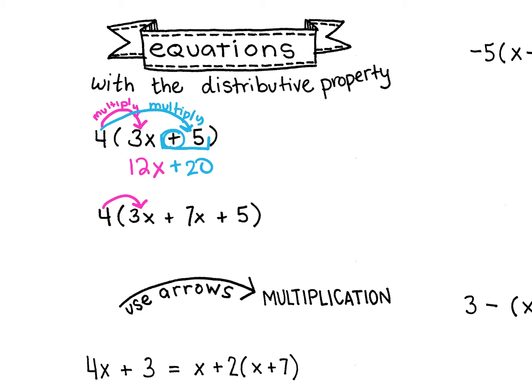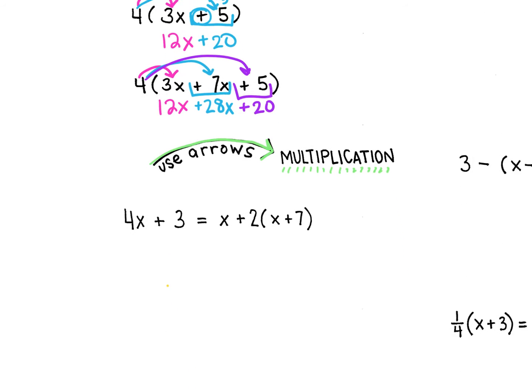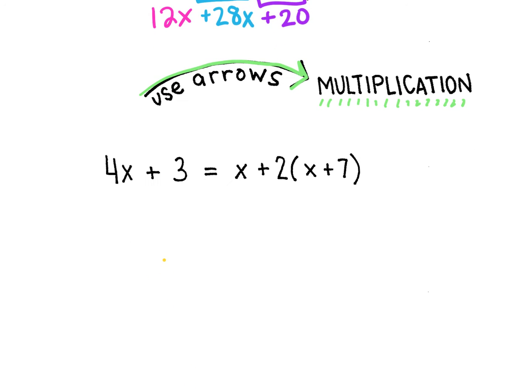4 times 3x is 12x. 4 times positive 7x is positive 28x. 4 times positive 5. Notice how I'm keeping the sign with the term. Positive 20. This is going to be important when negatives start getting involved. So you're going to use your arrows, and every single time you're going to think multiplication. So let's see what this looks like with an equation.